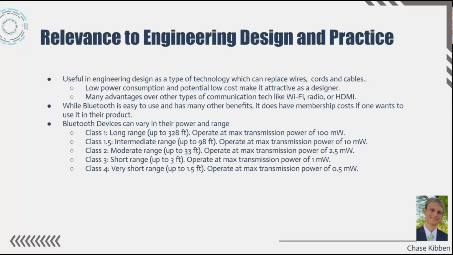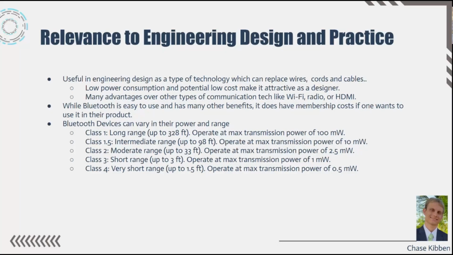Class 1.5 has a more moderate range and maximum transmission power with a range of up to 98 feet, operating at 10 milliwatts. This class could be used if you were designing devices that need to be connected throughout a typical home or small office environment, such as maybe a smart home device or wireless audio device. Class 2 devices are the most common class used and have a range of up to 33 feet with a max transmission power of 2.5 milliwatts, and are commonly used for engineers designing devices which connect to people's personal devices, such as headphones or earbuds, stuff like that.